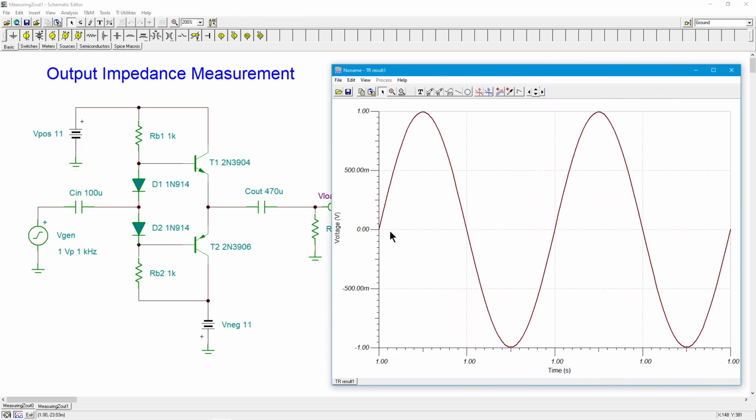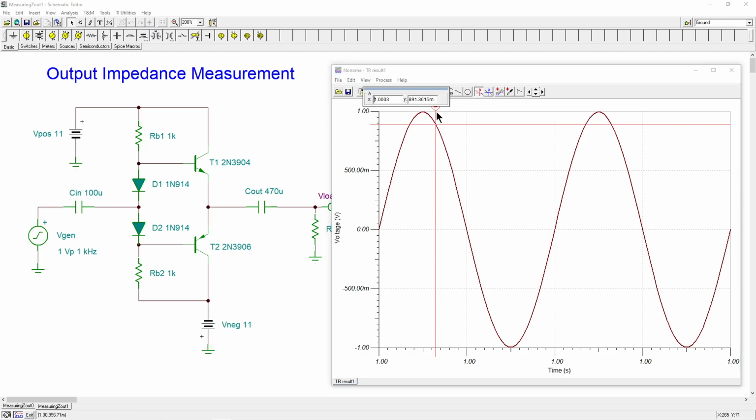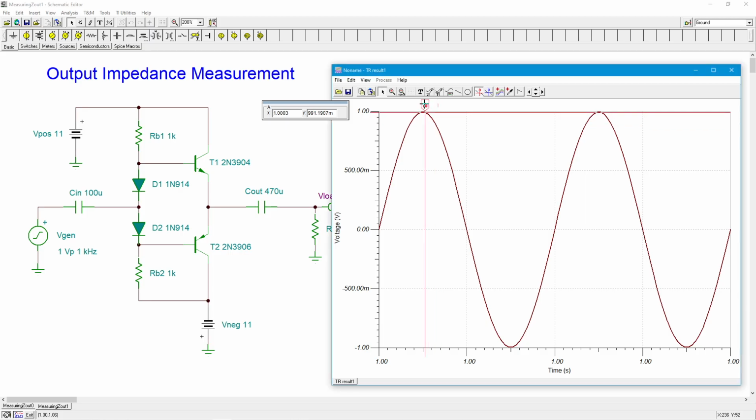So this is my output. You can see it's just about 1 volt. This should be exactly 1 volt, but it's not quite, because again, there is a finite output impedance here. I'm getting like 993, whatever it works out to. So that looks good. I'm not in any way upset by that.